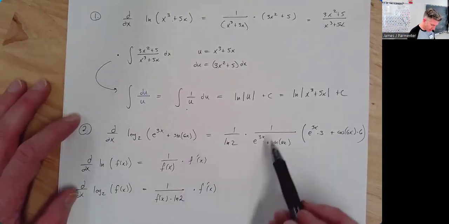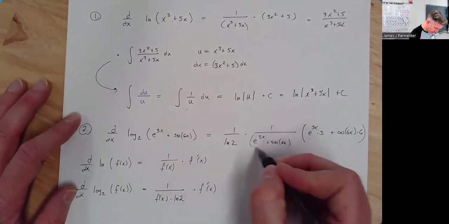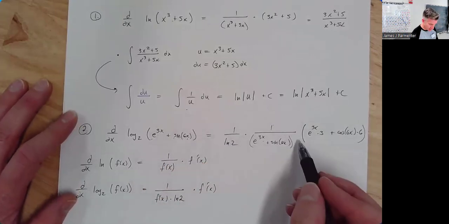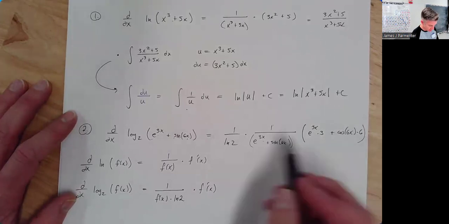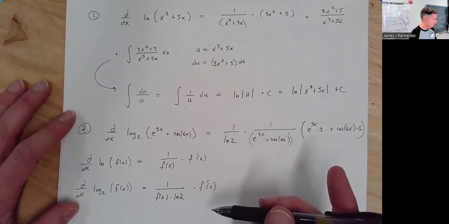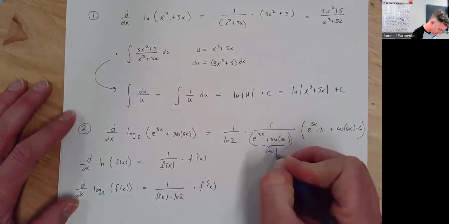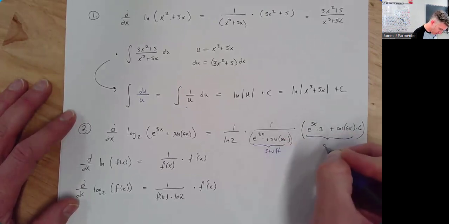I'm getting exactly 1 over my stuff, e to the 3x plus sine 6x, times the derivative of that stuff, and then also I have a 1 over natural log of 2. So here's my stuff. Here's the derivative of my stuff.